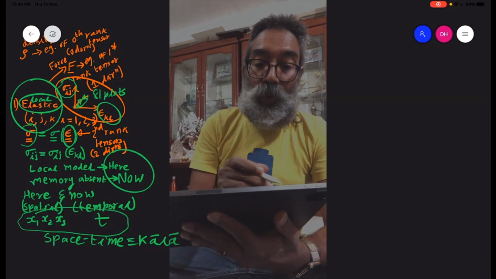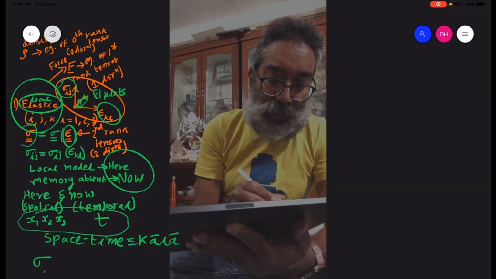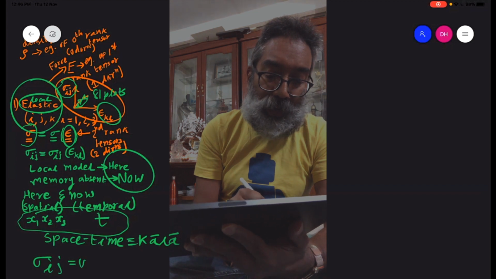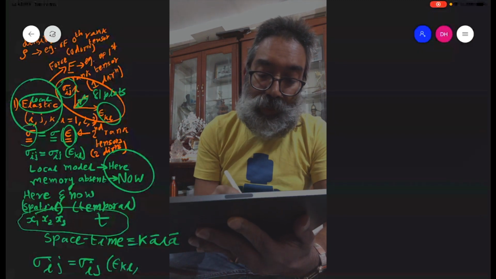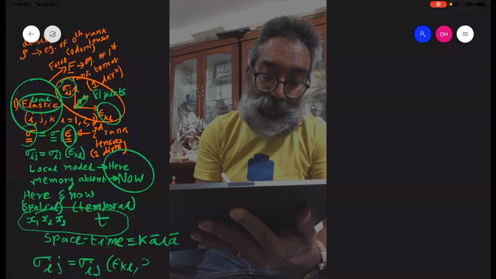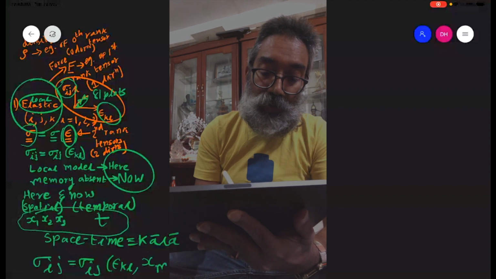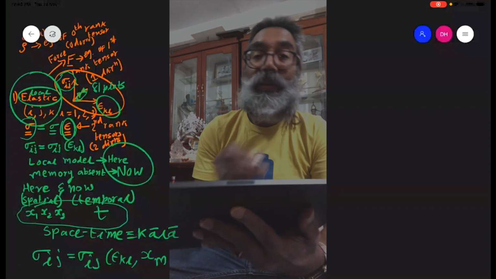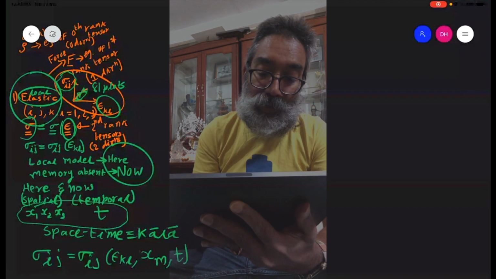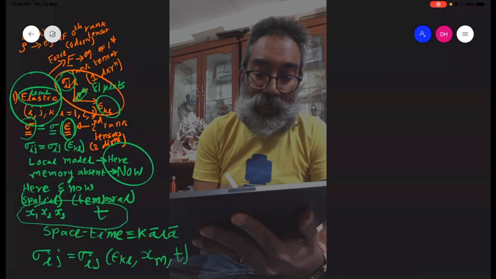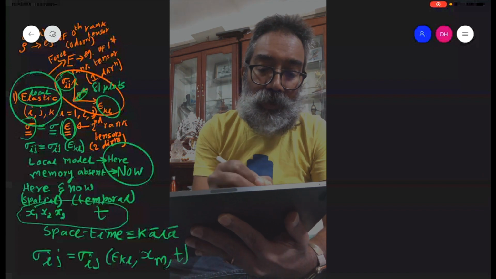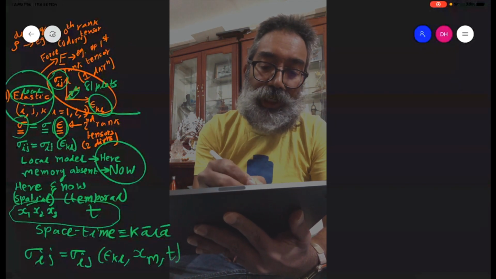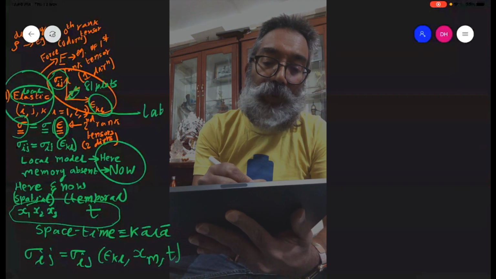So in other words, in this expression that we wrote, sigma ij equal to sigma ij of epsilon kl, we are not taking into account an explicit dependence on the xm, that is the positions, and the time. Where again, m is also a Latin index; all Latin indices, as I showed over here, i, j, k, l, m, etc., vary between 1 and 3.